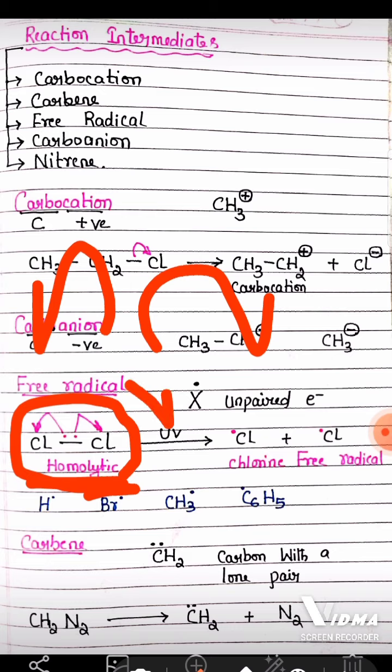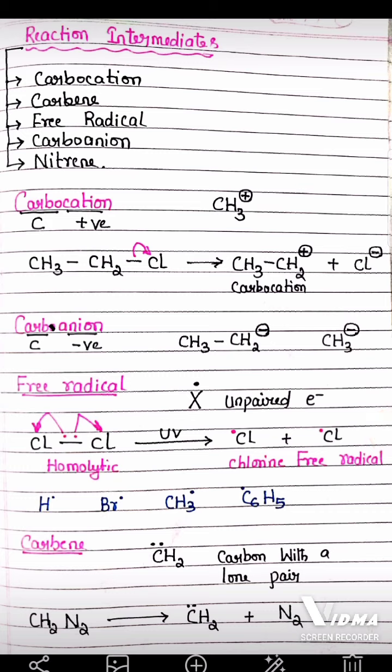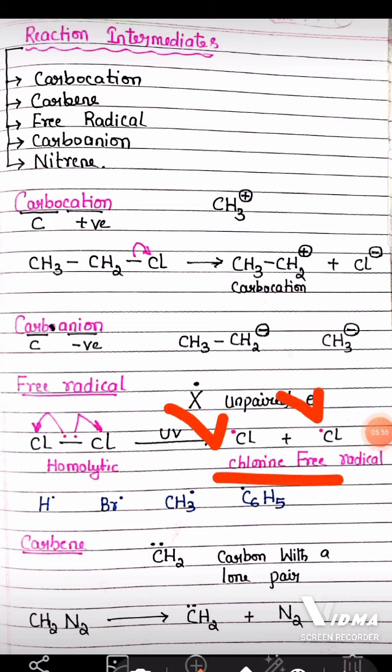Under the UV light, the chlorine molecule breaks to produce two chlorine atoms with free electrons. They are considered as chlorine free radicals. Each chlorine atom, which has an odd number of electrons, is considered a chlorine free radical.